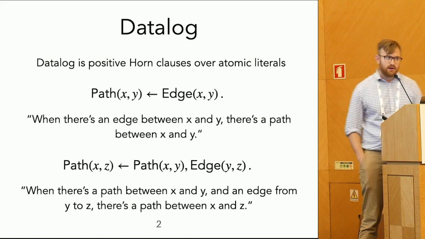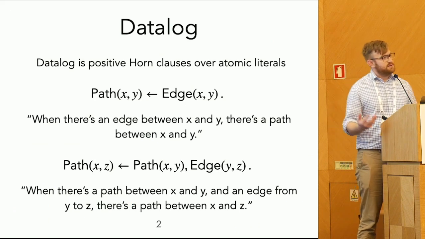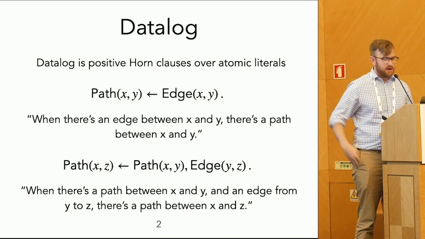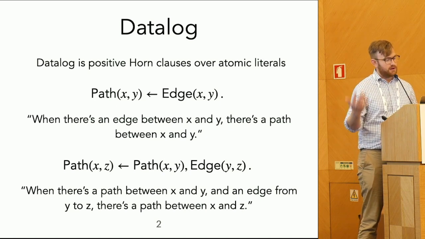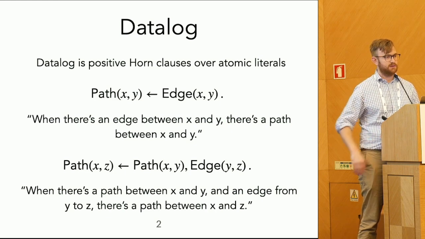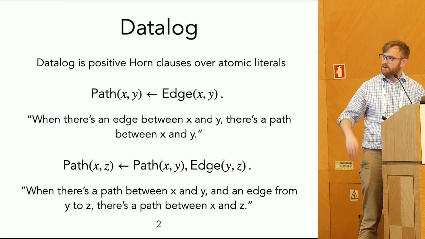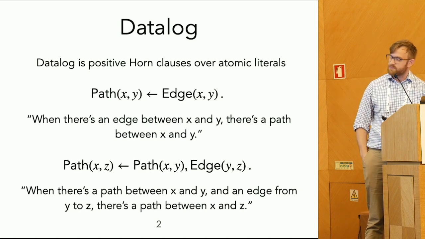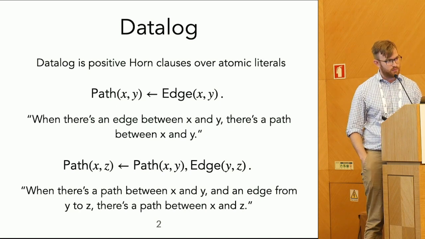So what is Datalog? Datalog is a sort of reduced logic programming language. It's essentially just positive Horn clauses over atomic literals. There can be negative variables, or negative predicates, but only if they can be stratified. So we'll just focus on this small fragment for now. So here are two example rules.